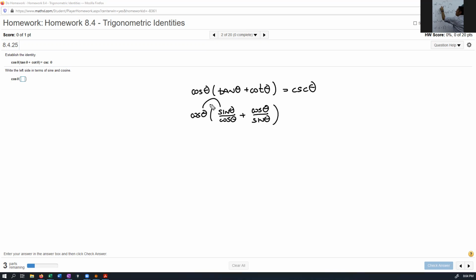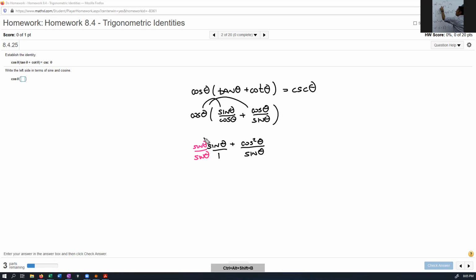And now I'll distribute cosine through. When I do that, on the first multiplication the cosines cancel, I just get sine theta. And then plus, when I multiply this one through, I get cosine squared theta on top and sine theta on the bottom. Now what I'm going to do is get a common denominator between these two. So I'm going to put this over 1, and then I'll multiply it by sine theta on top, sine theta on the bottom, so I get the same denominator.